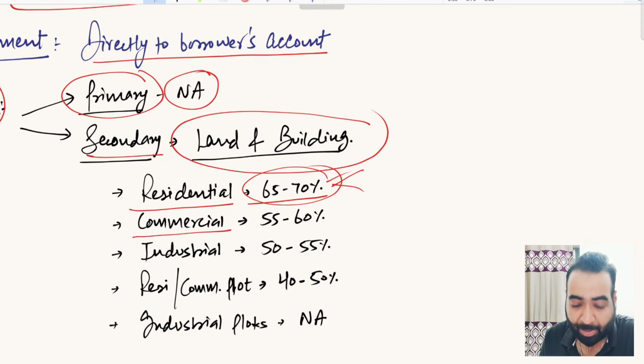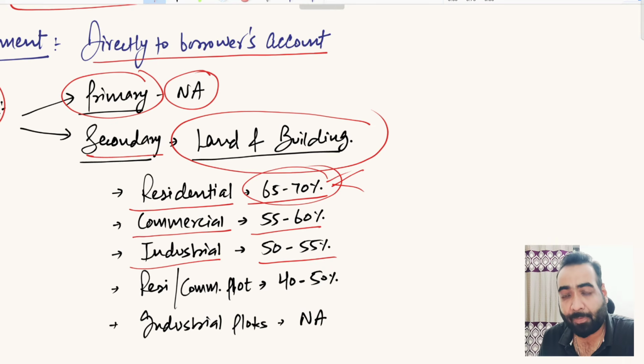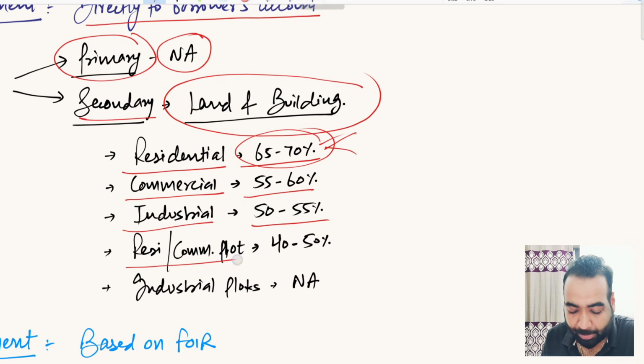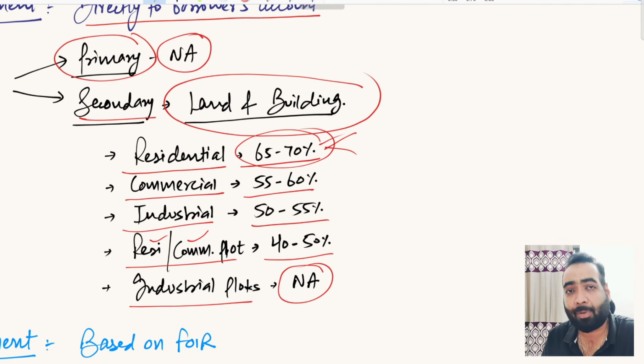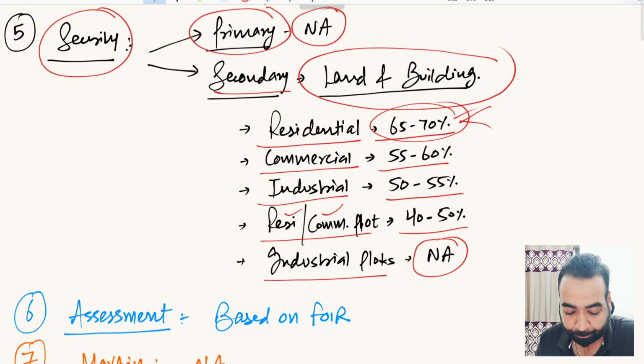In commercial property, the comfort is somewhat lower than residential. So you get only 55 to 60% of your property value as a loan. In industrial property, the comfort is even lower, and you get only 50 to 55% of your property value as a loan. In plot cases, residential and commercial plots, you get 40 to 50%. In industrial plot cases, most banks do not give LAP.